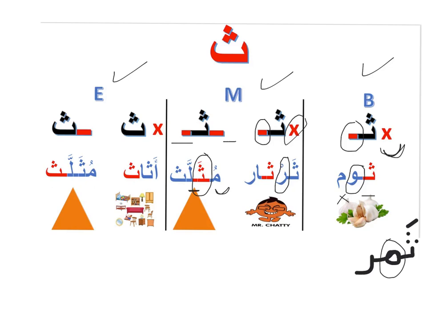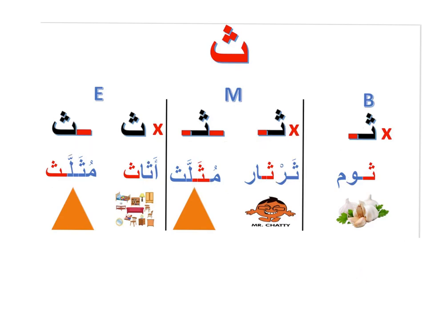At the end of the word, all the letters will go back to their original shape. So Th will be written like the original shape. It will not join from that side if there is any lazy letter or vowel. It will join from that side if there is a friendly letter.